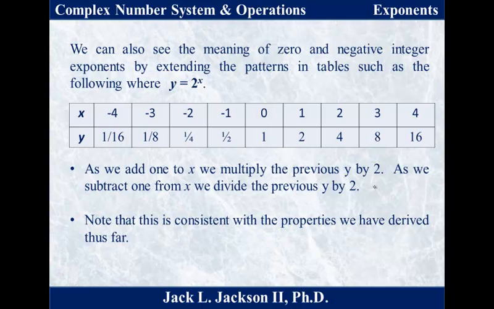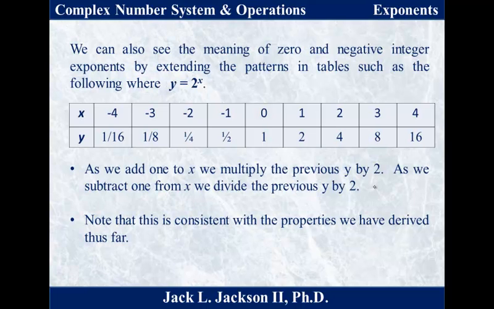As we subtract 1 from x, going down from 4 to 3, we divide by 2 to get from 16 down to 8. So as we're moving to the left in this table, we're dividing by 2. 16 divided by 2 is 8. 8 divided by 2 is 4. 4 divided by 2 is 2. 2 divided by 2 is 1. So 2 to the 0 power ought to be 1. 1 divided by 2 is 1/2. So 2 to the negative 1 power should be 1/2.